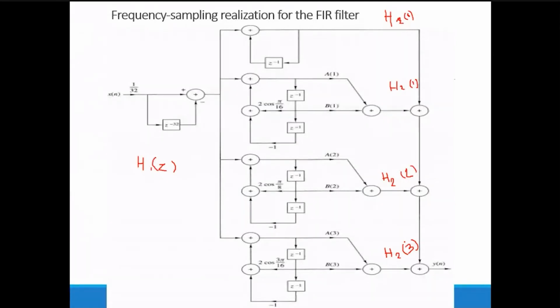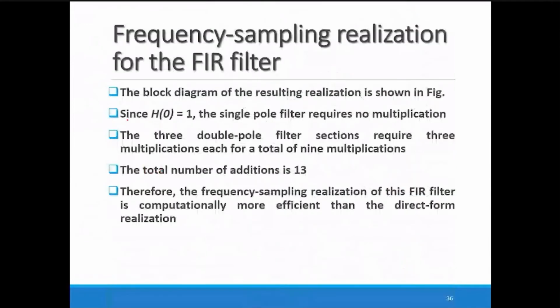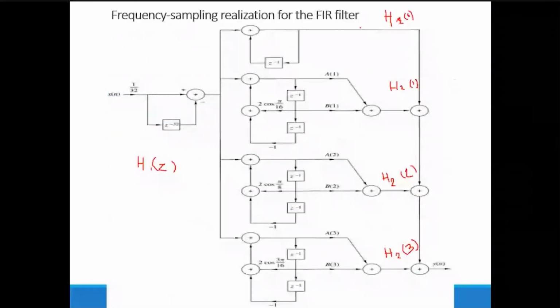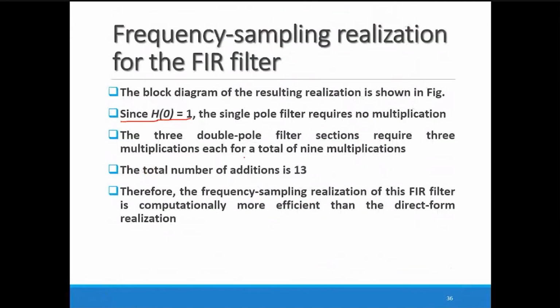The main points are, since H0 is equal to 1, the single pole filter requires no multiplication. Here H0 has the value 1, so that single pole filter requires no multiplication. The 3 double pole filter sections, here you can see the poles are double in this case, require 3 multiplications each. So the total number of multiplications is 9, and as you calculate, the number of additions for this particular structure is 13.